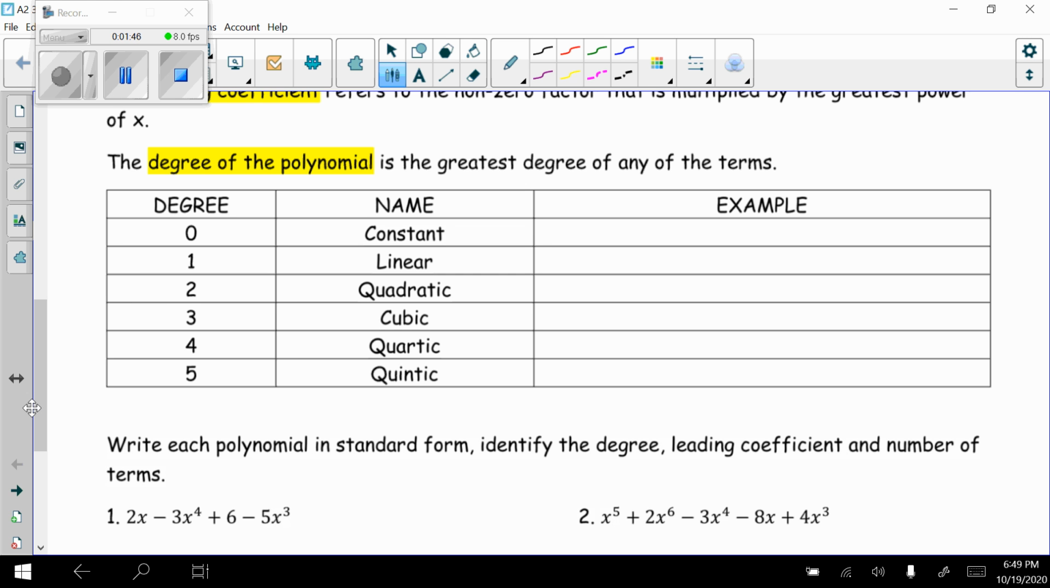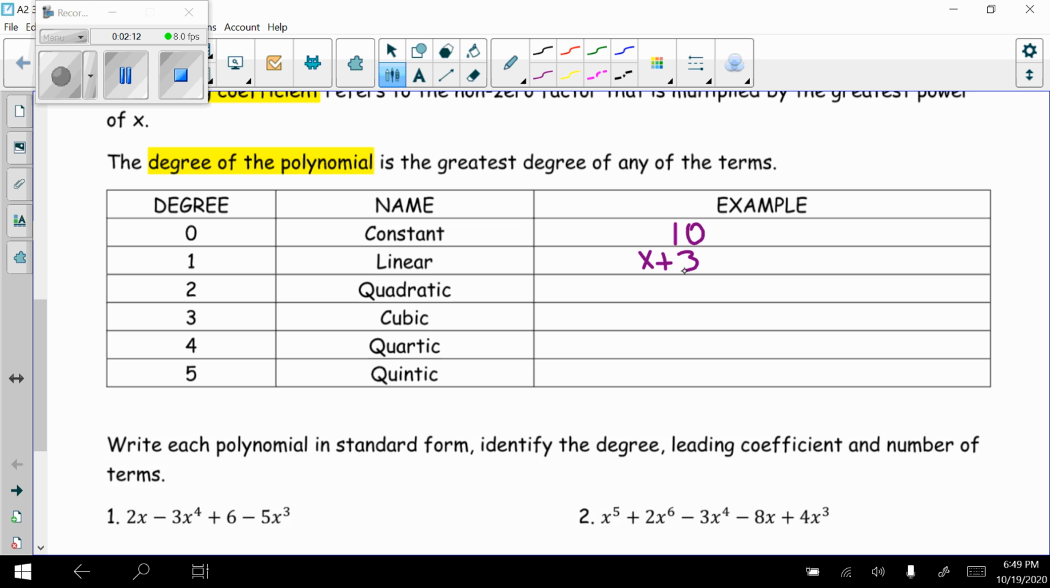Up to 5, fifth degrees have special names. So if it has a degree of 0, it is known as just a constant. This is just any number. So an example would be like the number 10. That is a 0-degree polynomial, known as just a constant because there's no variable. If it's a first degree, it's a linear. So an example would be like x plus 3.